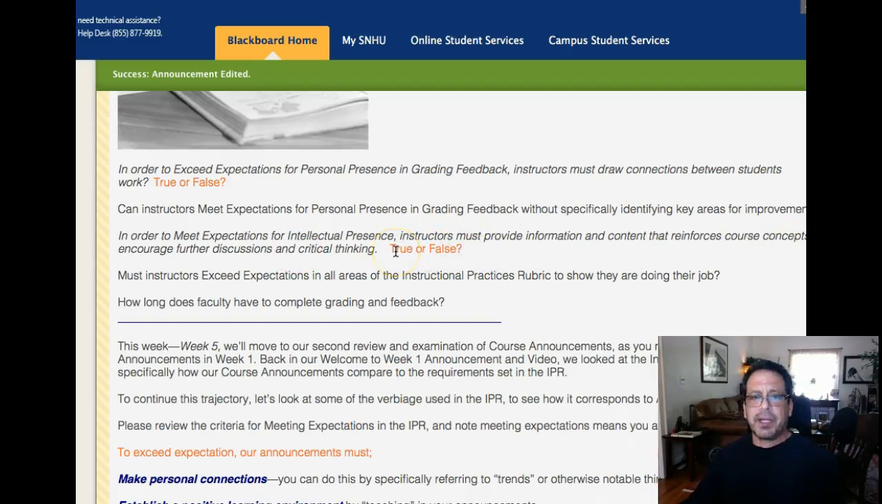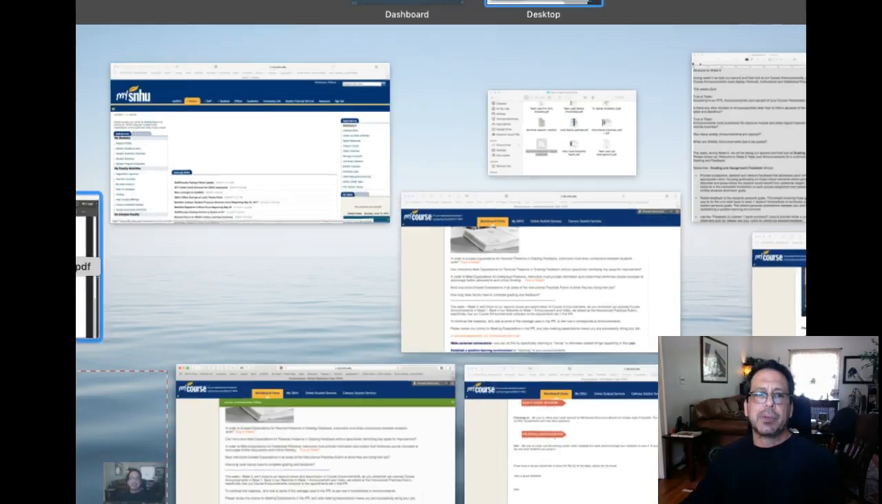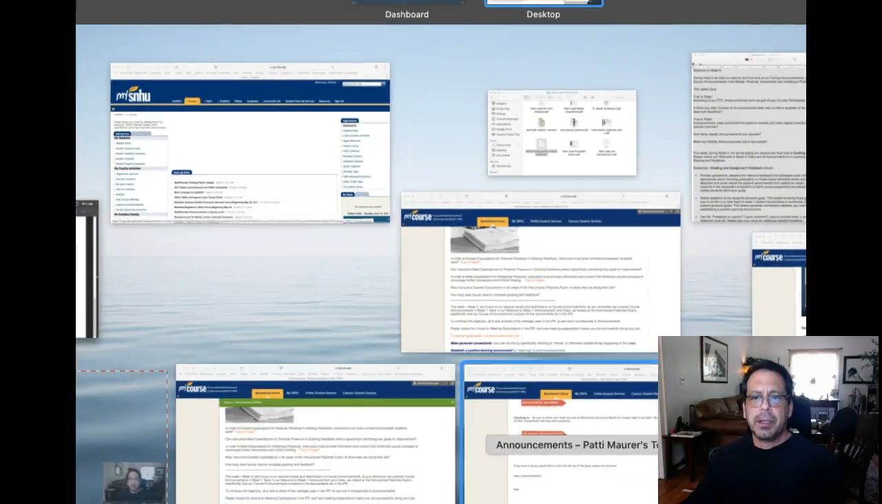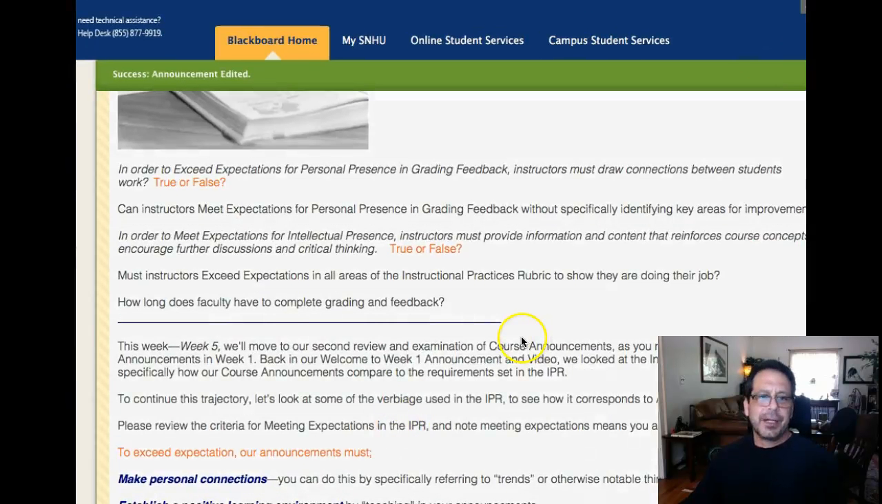Read it carefully and closely, folks, because that is false. This is true for instructional presence, yes, but not intellectual presence, and we can clearly see that in our IPR. Trick question, I know. You guys are like, thanks.